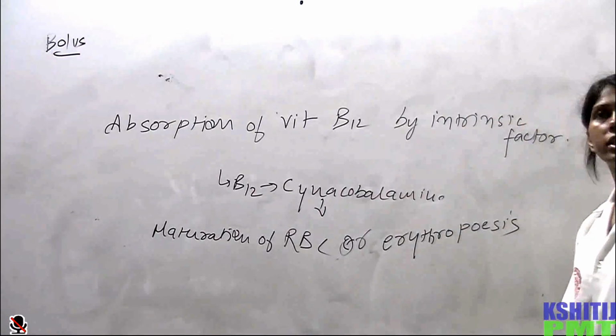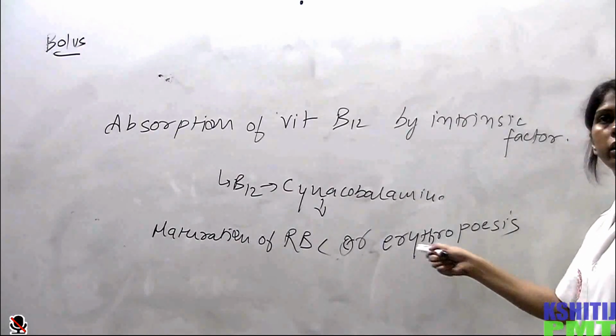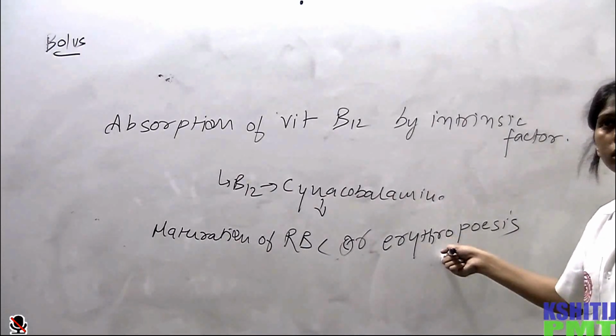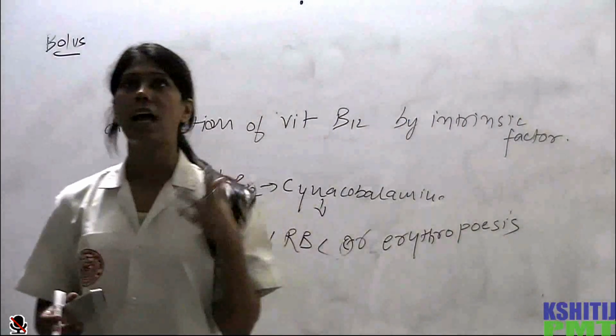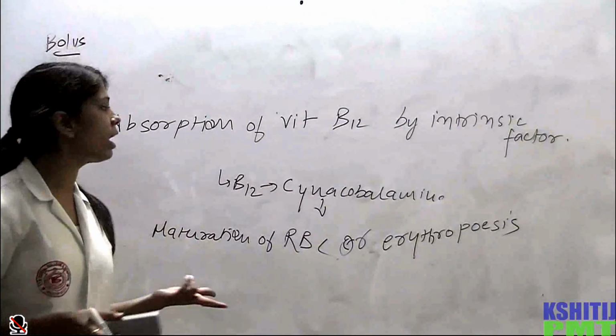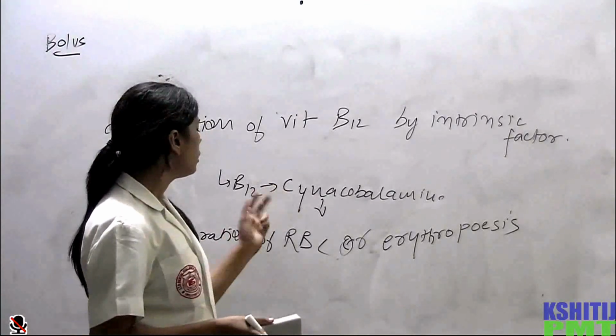Now, what is erythropoiesis? This term is used for blood cells, that is RBC. Then poiesis means formation. Since it helps in the formation or maturation of RBCs, this is called erythropoiesis.